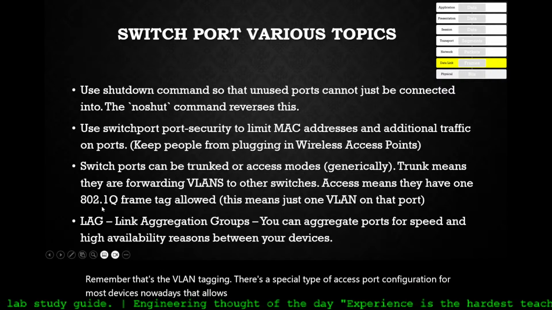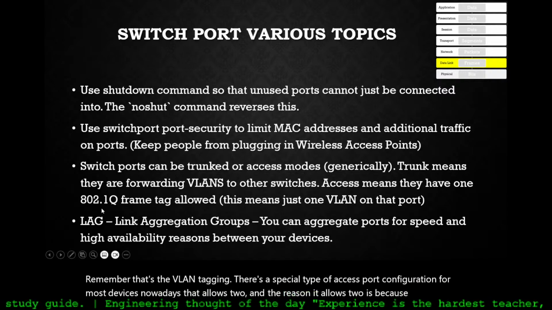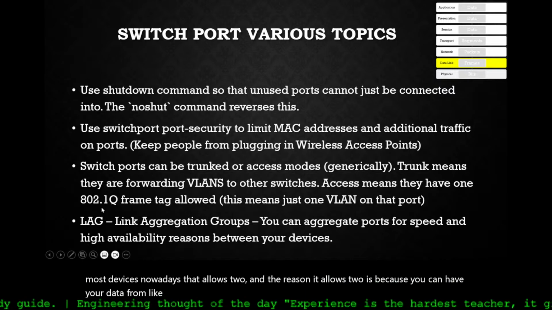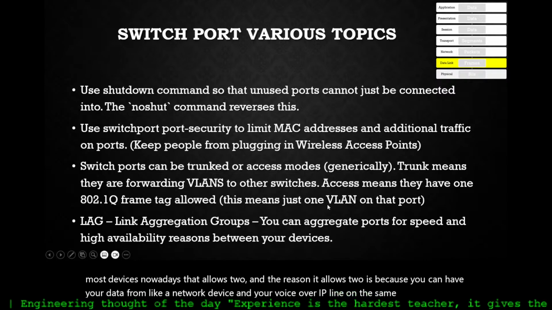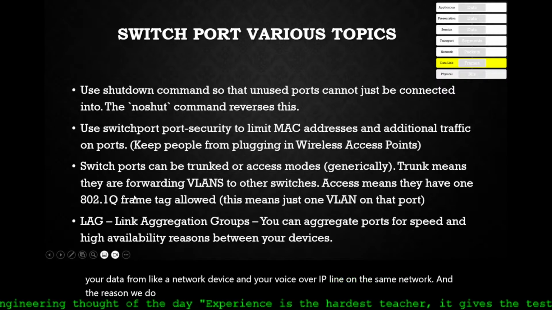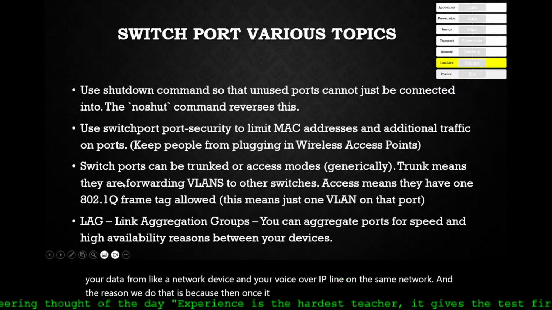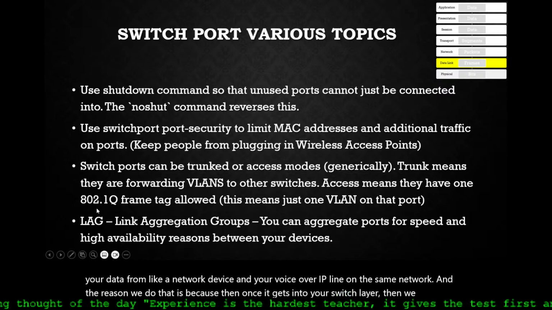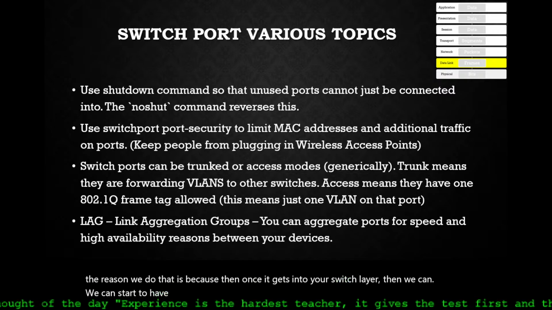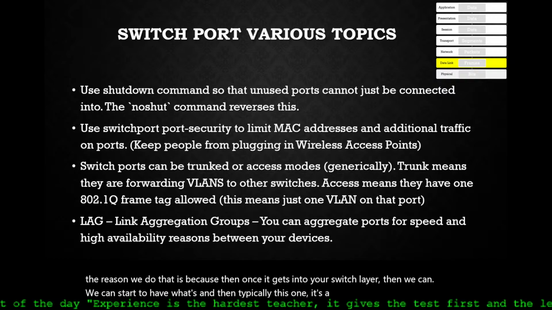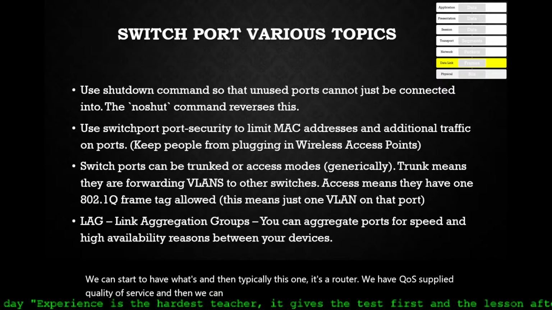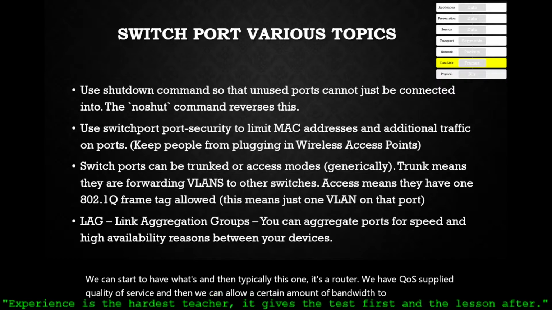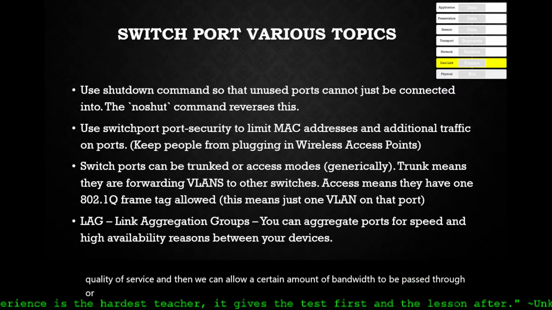The reason it allows two is because you can have your data from a network device and your voice over IP line on the same network. The reason we do that is because once it gets into your switch layer, typically when it hits a router, we have QoS applied, quality of service. Then we can allow a certain amount of bandwidth to be passed through or not, right? And then there's another concept.